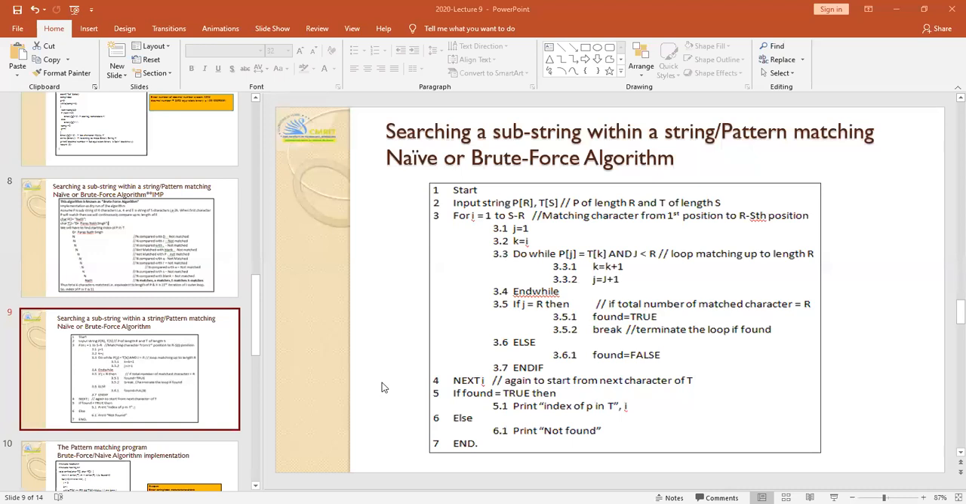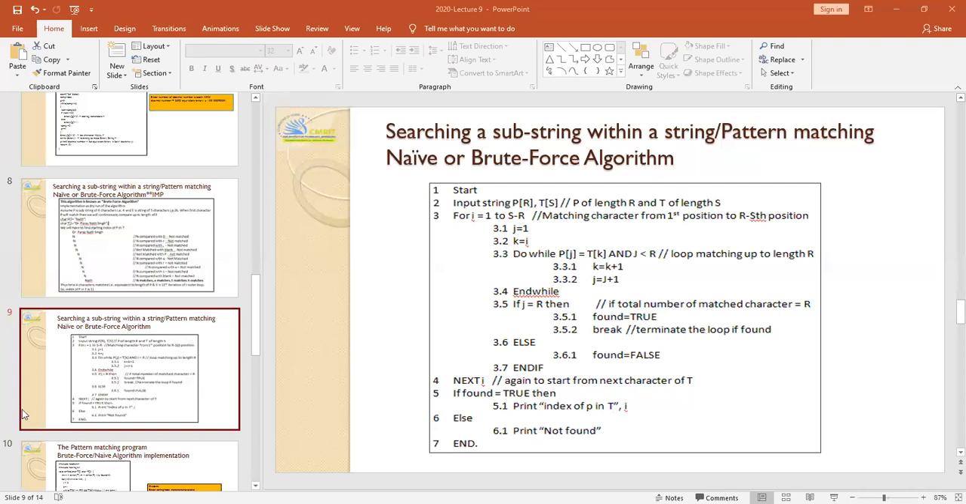Okay, so what is J? J is a pointer for the pattern or the string? Pattern. Okay, you are good. I think you have understood this. So J is the pointer for the pattern and K is the pointer for the input string.